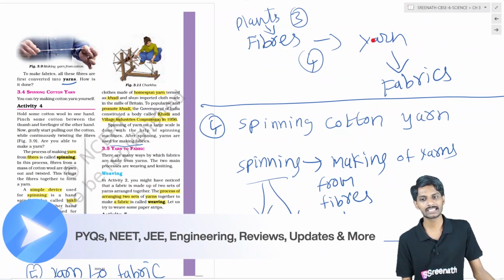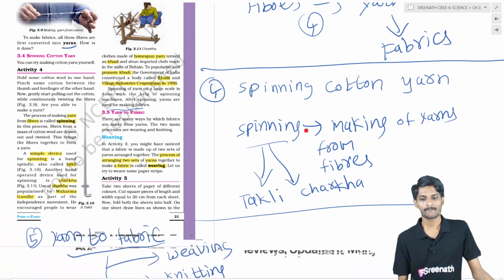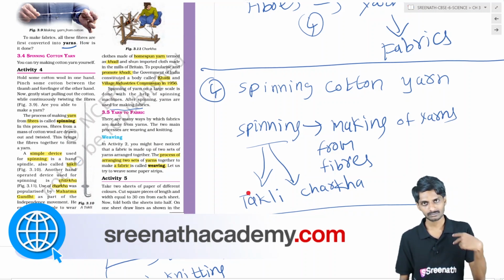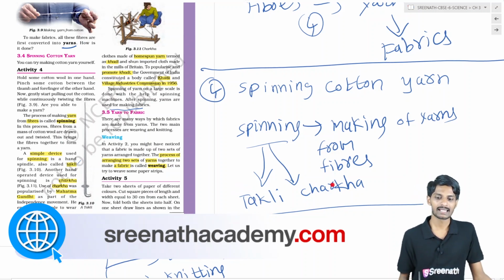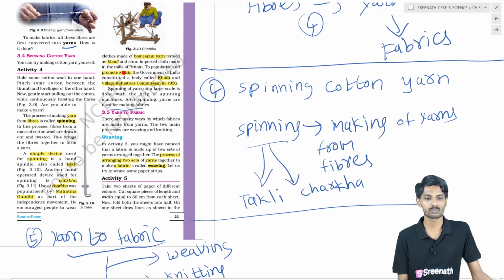Now, how are fibers made into yarn? This is the 4th topic. The process of making yarn from fibers is called spinning. In the olden days, they used 2 different types of instruments for spinning: the takli and the charkha. The charkha is very famous because our great Mahatma Gandhi used it to promote khadi. The government also set up the Khadi and Village Industries Commission in 1956 to promote khadi.